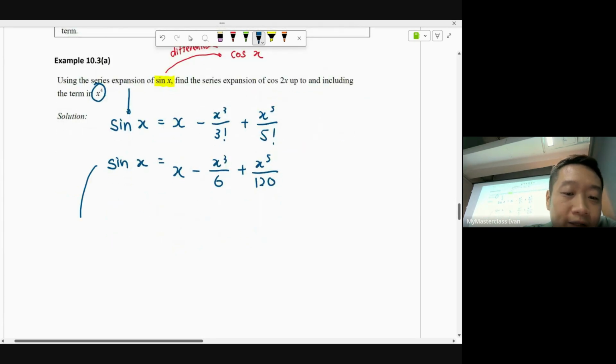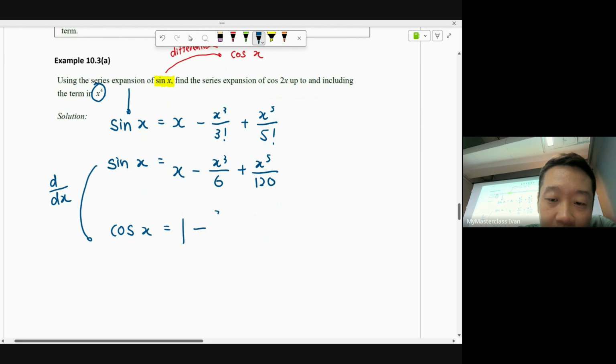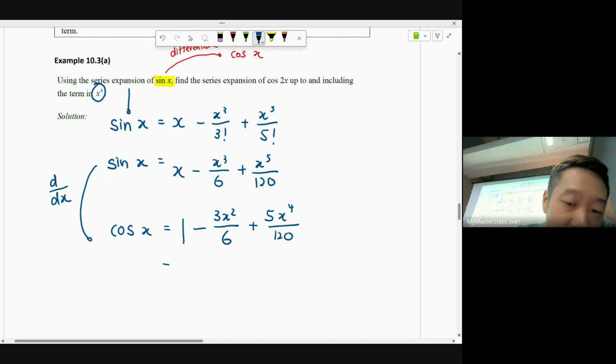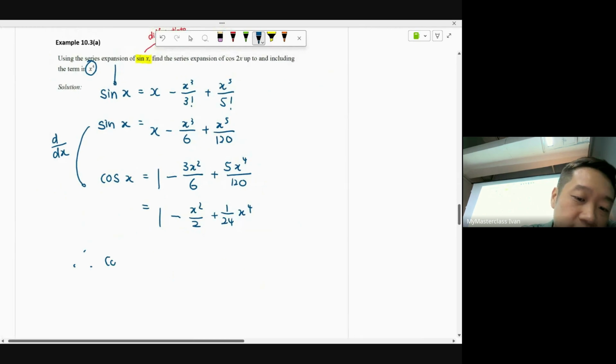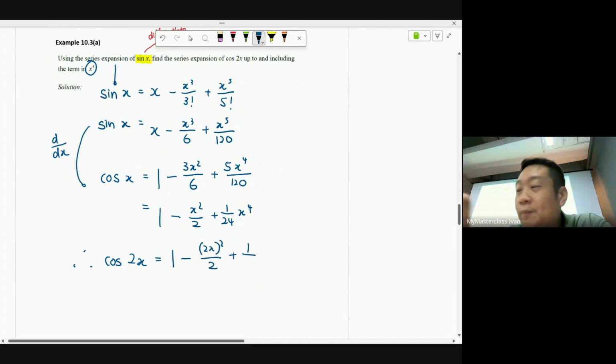Okay, so sine x, how to get to cosine x? I differentiate. So cosine x equals 1 minus 3x squared over 6 plus 5x power 4 over 120, and that is equal to 1 minus x squared over 2 plus 1 over 24 x power 4. Okay, so therefore, cos 2x is 1 minus 2x squared over 2 plus. Now, of course, this is a bit of a dumb example because you already have the cosine x inside there, but that is what I'm trying to show you. Sometimes you must see the relationship between the differentiated.